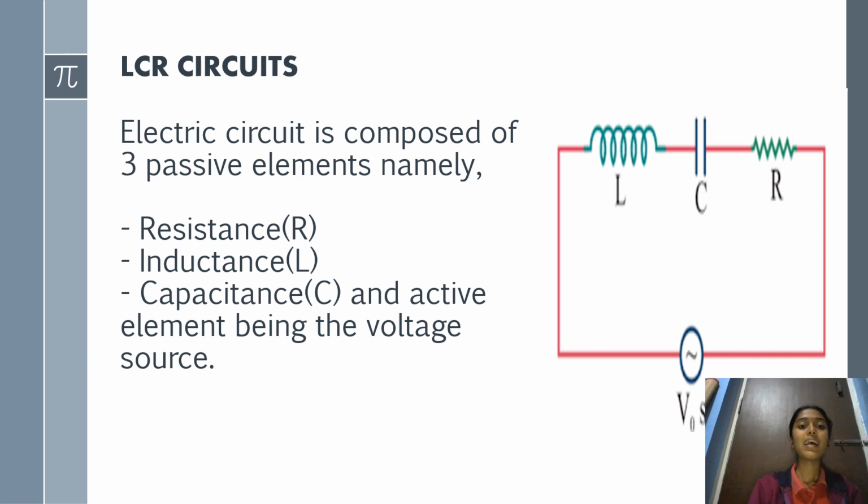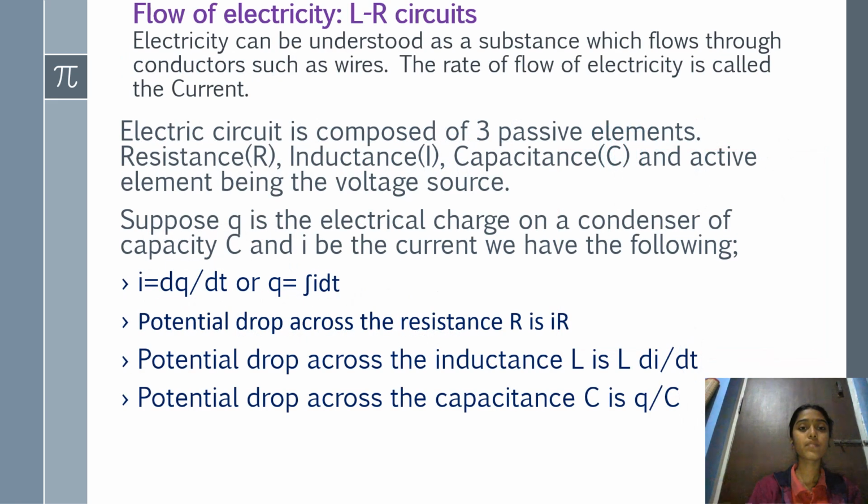LCR circuits. An electric circuit is composed of three passive elements, namely resistance, inductance, and capacitance, the active element being the voltage source. Flow of electricity through LCR circuits. Electricity can be understood as a substance which flows through conductors such as wires. The rate of flow of electricity is called the current.